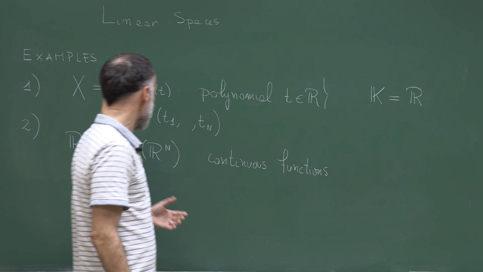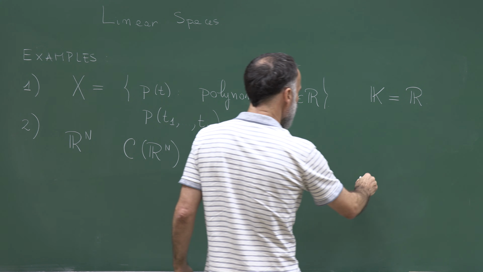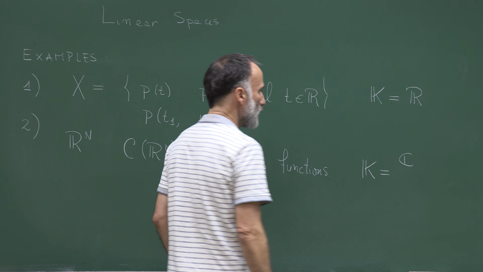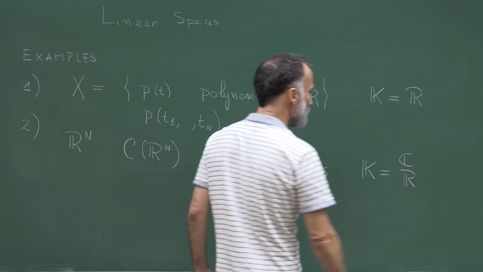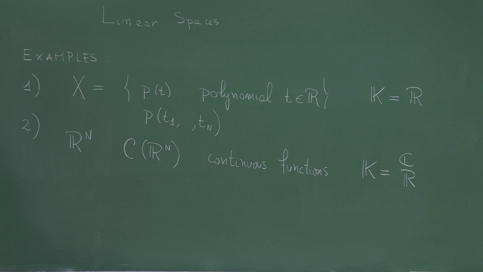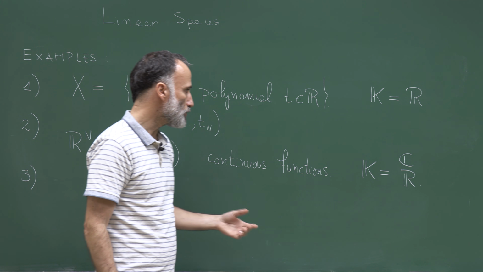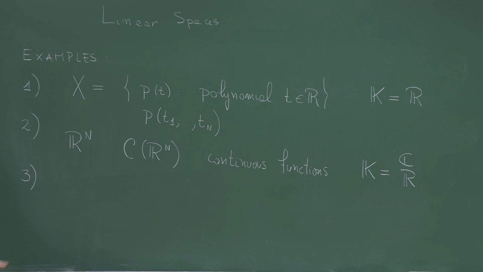and either you take them as taking complex values or real values, and in both cases your field K will be either the complex plane or the set of real numbers. So you can also check that this forms a linear space, as you can add continuous functions to get a new continuous function, or multiply a continuous function by a real or complex number, getting a new continuous function.